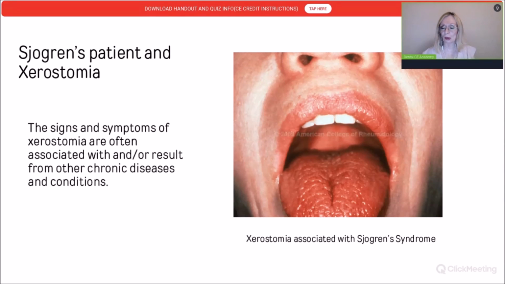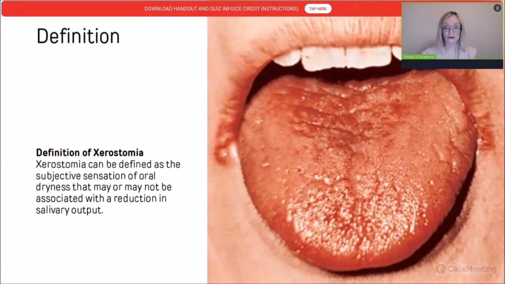Sjogren's patients, this is probably the most famous demonstration of xerostomia, right? It's a triad. Sjogren's syndrome is a triad. It also affects the lacrimal glands and the ability to secrete saliva or tears. And in that patient, what do you see? Cracked, fissured, angry-looking tongue. And certainly in this photo as well.